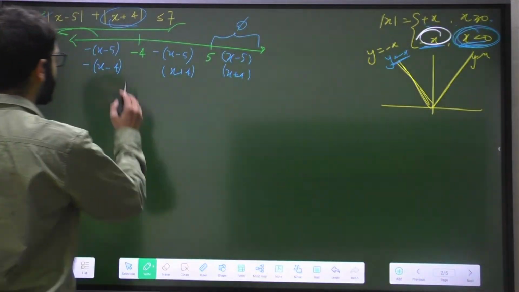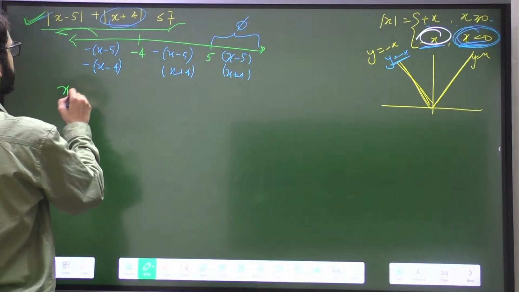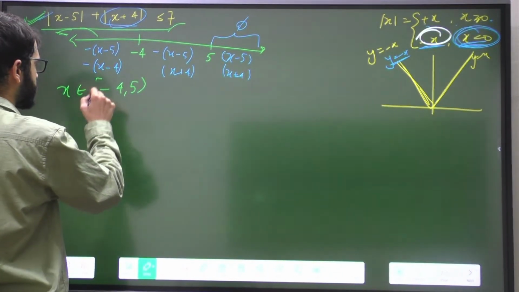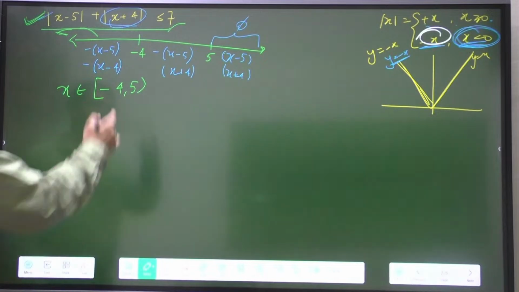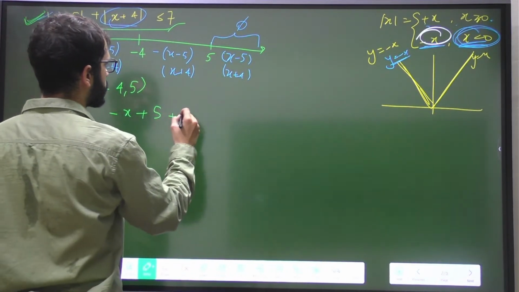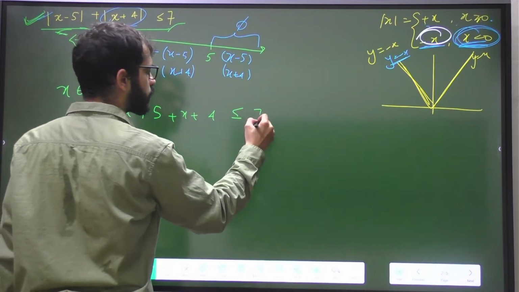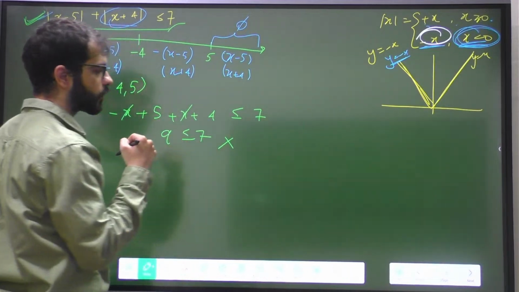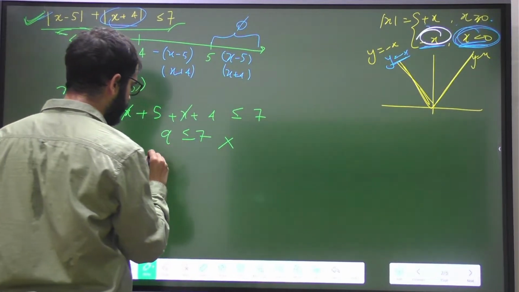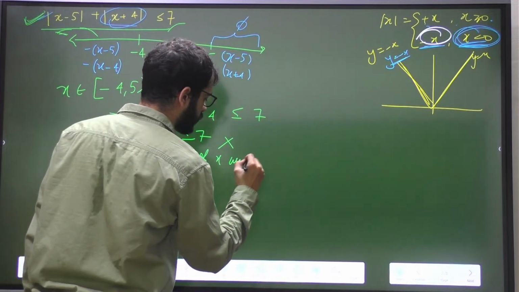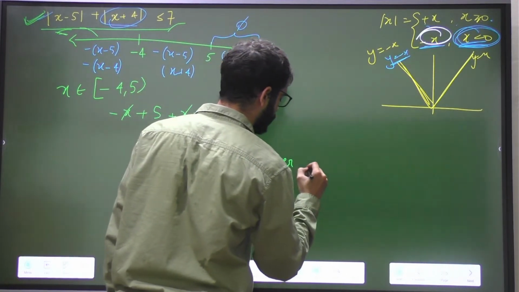The second expression can be written as x belongs from minus 4 to 5. 5 we have already studied in the first case. Now I am going to include minus 4. This expression reduces to the form of minus x plus 5 plus x plus 4 less than equal to 7. X gets cancelled, I will get 9 less than equal to 7, that is always false. If it is always false, we can say that no value of x will ever satisfy it.